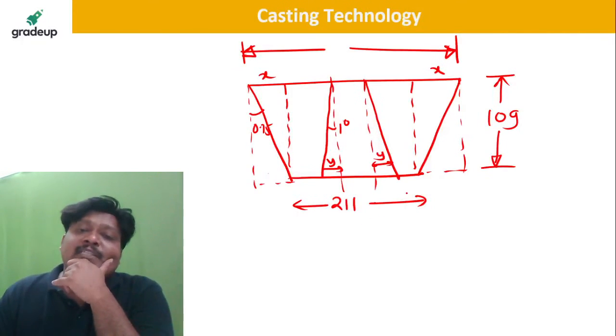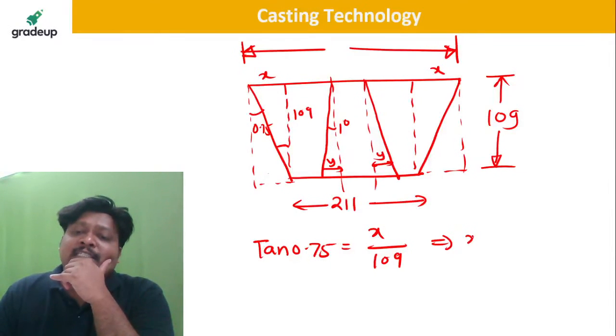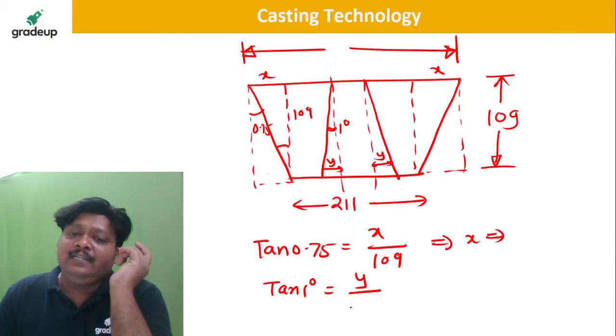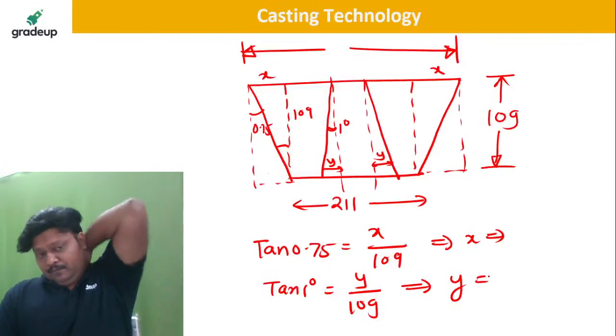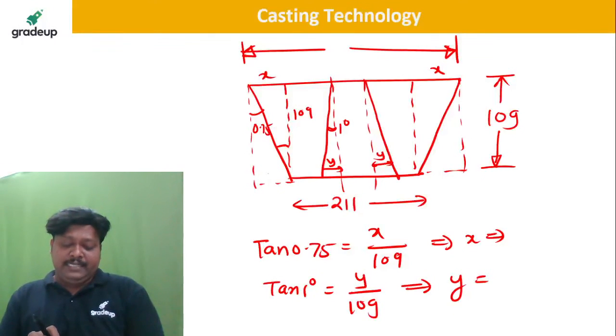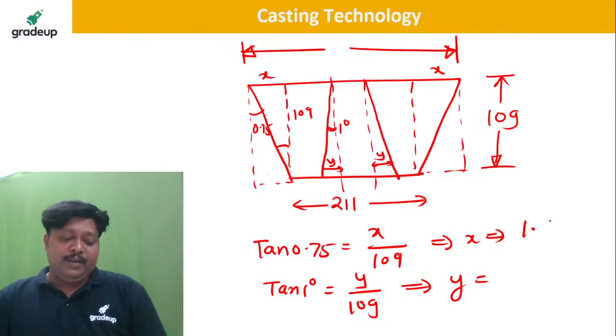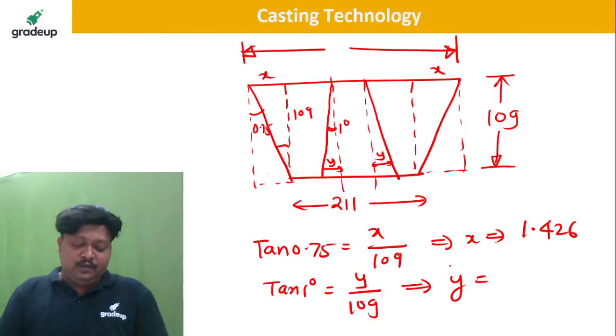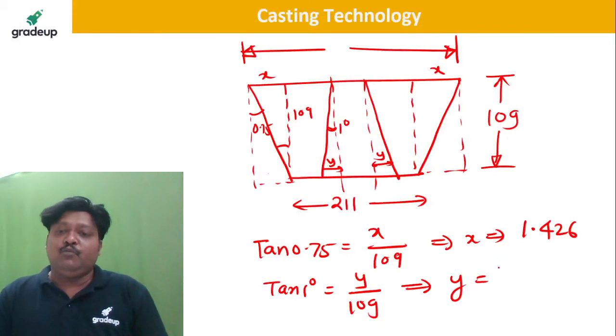Tell me the values. Here if I have the taper as 0.75, tan of 0.75 is equal to x divided by the height, which is 109. So tell me, x is how much? And tan of 1 degree is equal to y divided by again 109, the height. You can tell me the value of y. Tell me very fast. Tan of 0.75 into 109 is 1.426, and tan of 1 into 109 will be 1.90.